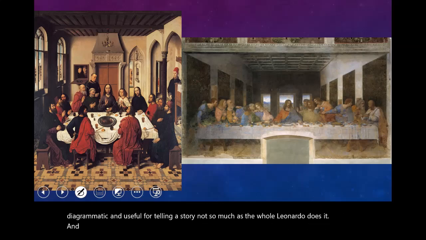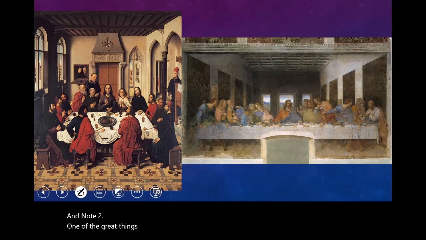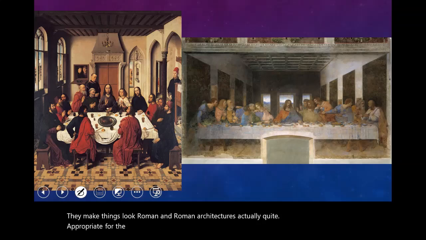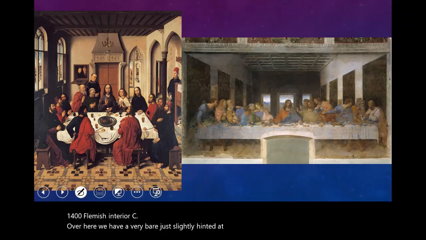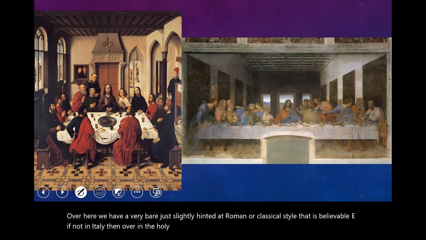And note too, one of the great things about humanist artists taking on biblical subject matter is they make things look Roman, and Roman architecture is actually quite appropriate for the Easter story. There would have been Roman architecture at the time in Jerusalem. So setting-wise, Dirk Bouts gives it a 1400s Flemish interior. Over here we have a very bare, just slightly hinted at Roman or classical style that is believably, if not in Italy, then over in the Holy Land in Jerusalem, where the story really does take place.